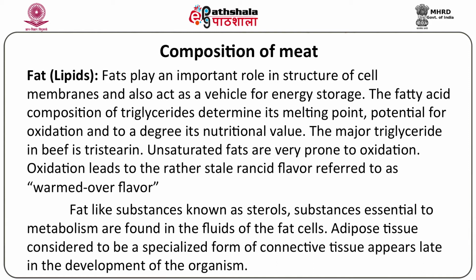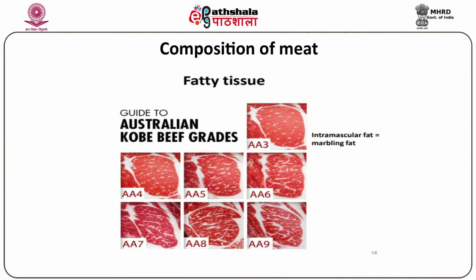And fat-like substances known as sterols, such as cholesterol, which is very essential to metabolism, are found in the fluids of the fat cells. Now adipose tissue is considered to be a specialized form of connective tissue which appears late in the development of the organism. So this is the fat, or the marbling of fat, which is seen in the muscle of the meat.